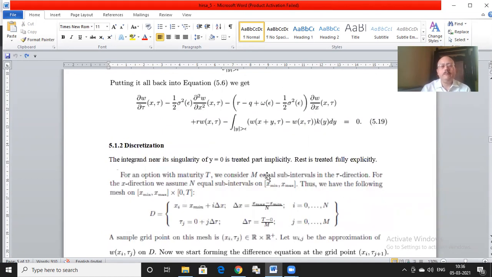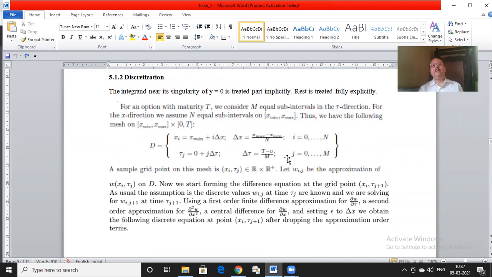The only additional element is this particular integral. This integral will have to be approximated properly. The rest of the terms, we will be using same strategy as in chapter 4 for the PDE solution. The integral, we will discuss how we should be getting a good approximation for this one.